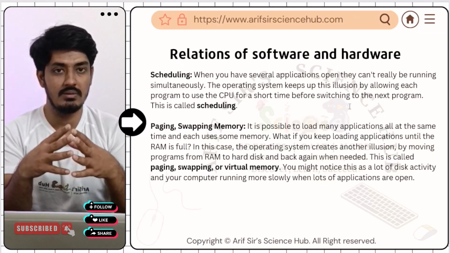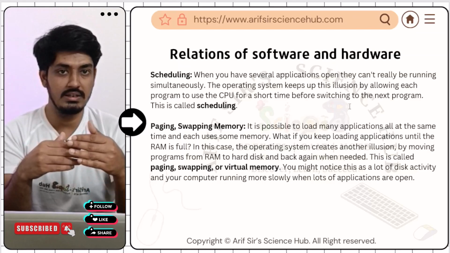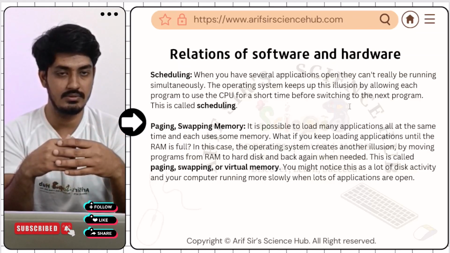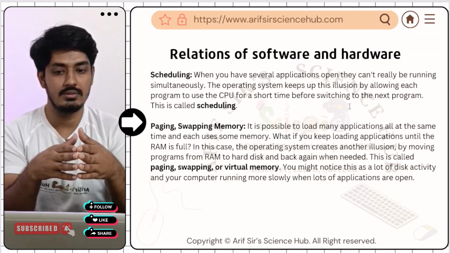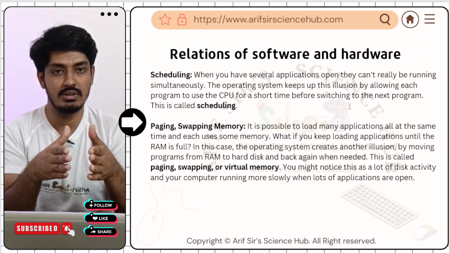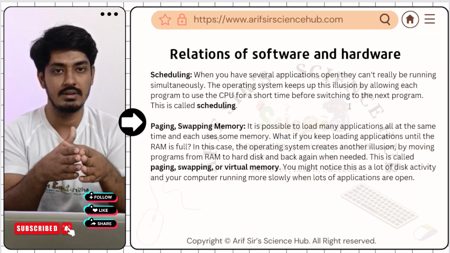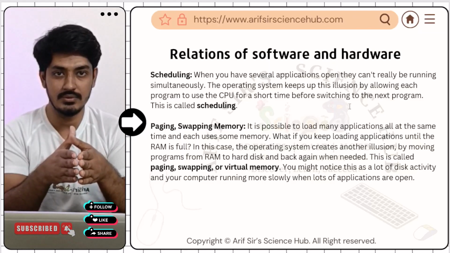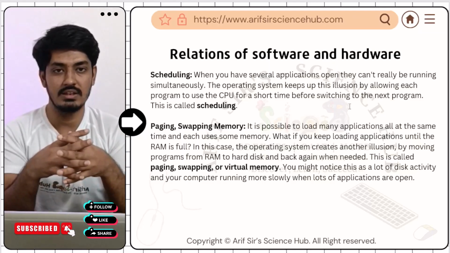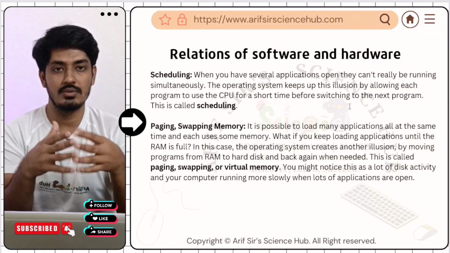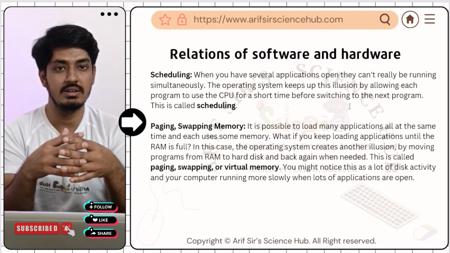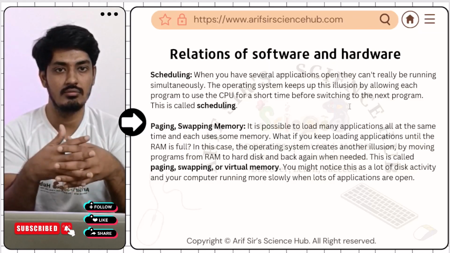So suppose you have 4 GB of RAM and you are running some application that is not capable of being handled by 4 GB of RAM. At that moment, what will happen? The operating system will just move these applications from primary storage, that means RAM, to secondary storage. At that moment your system will be slowed down, but still it's not going to crash. It will work fine.